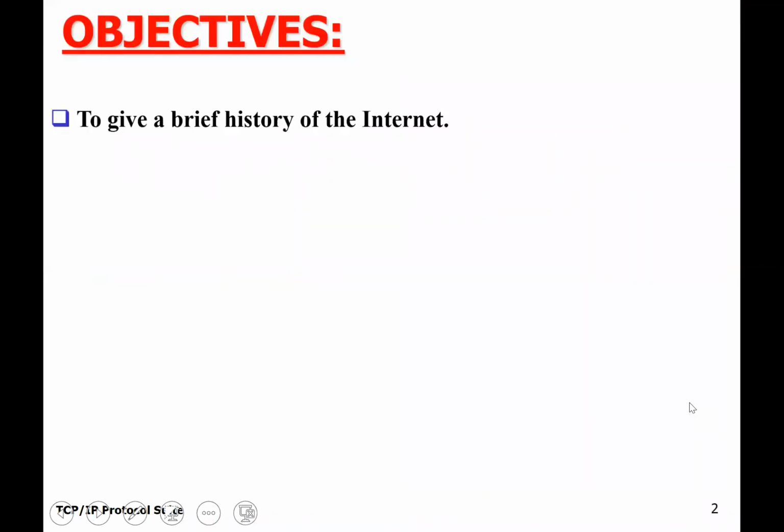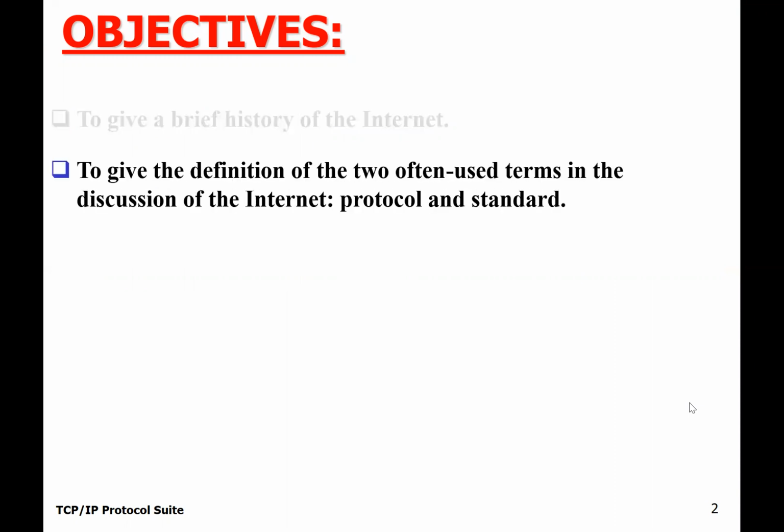So in this chapter, it's going to be mostly history. Maybe it's boring, but we have to go over it very quickly. So I need you to be patient with me. We'll go over the history of the internet, and we will define very important topics: protocol and standard.